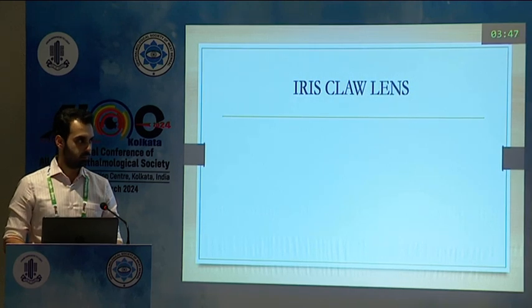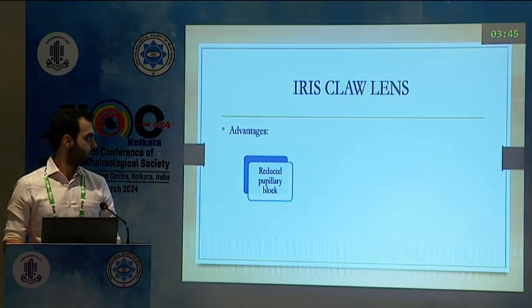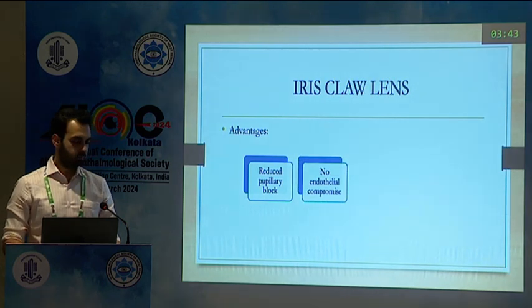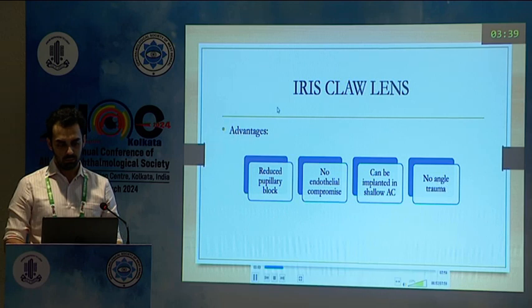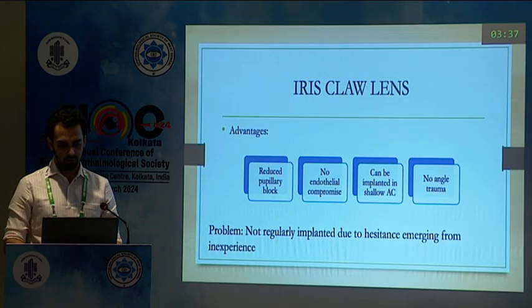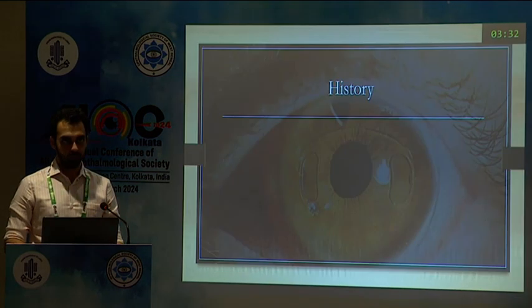This is where the iris claw lens comes in. Its advantages are the reduced chances of a pupillary block, no endothelial compromise, it can be implanted in shallow anterior chambers, and there is no chance of any angle trauma occurring. The problem? They are not regularly implanted due to hesitance emerging from inexperience.